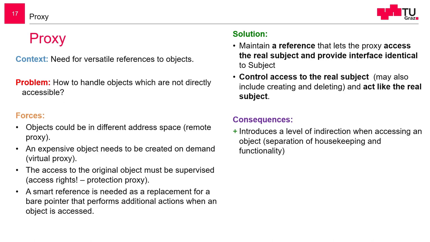So the consequence is it introduces another level of indirection. So this can actually be a drawback also. For example, performance-wise, we have another call, another layer in between of the direct object. But for the proxy, we can use this, for example, for housekeeping and for storing references and only loading these resources which we really need.